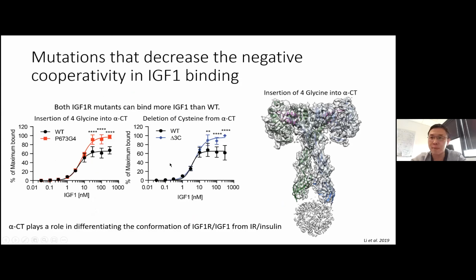In the insulin receptor case, the FCT plays a role in promoting the T-shaped symmetric conformation. But in the IGF-1 receptor it plays the opposite role, right? The FCT traps the receptor in the asymmetric conformation by creating negative cooperativity. Therefore, the FCT is very important in differentiating the conformations of the IGF-1 and insulin receptors.